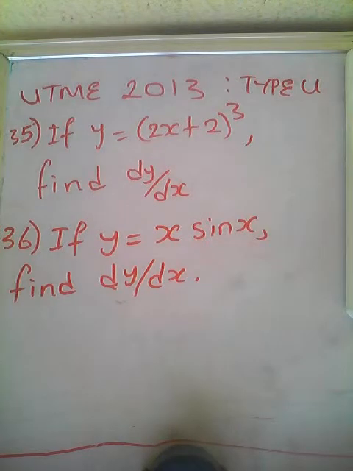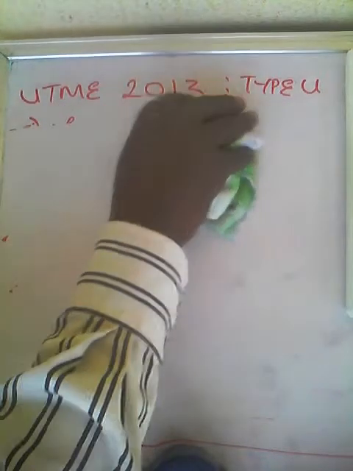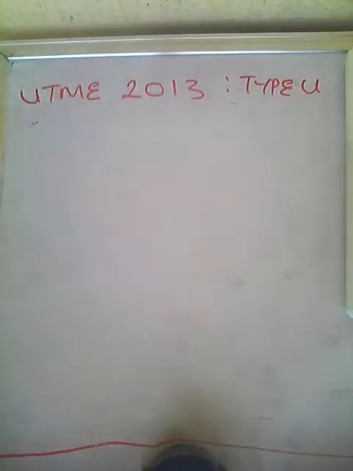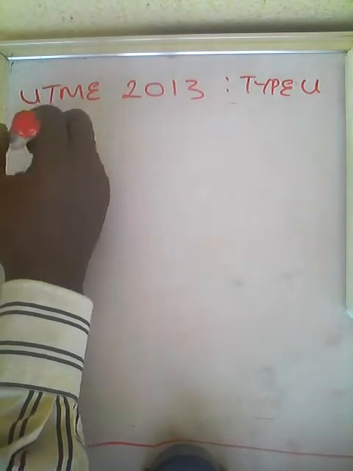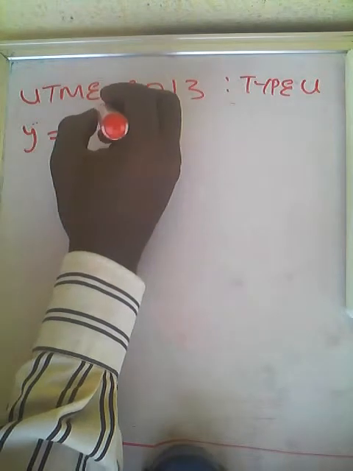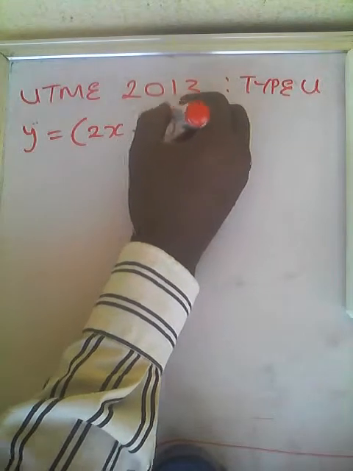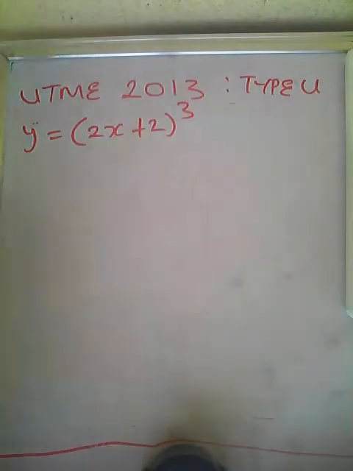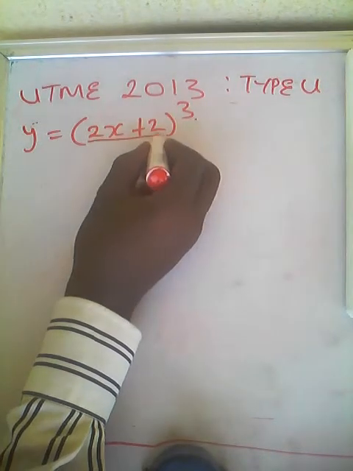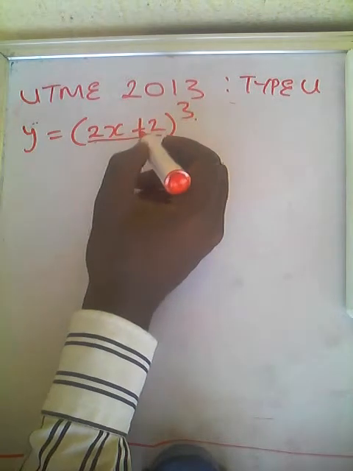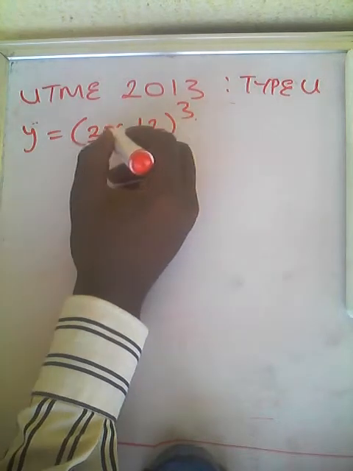Now let us take them one by one and see how to solve it. For the first one, number 35, which is y equals (2x + 2) to power 3, the simple rule is to use this power, which is 3. We use it to multiply the derivative of the function inside the bracket. The function inside the bracket is 2x + 2. So when we differentiate 2x + 2, we have 2.